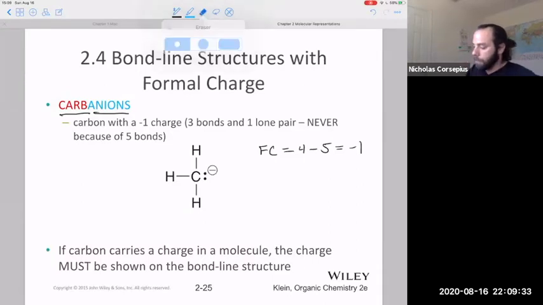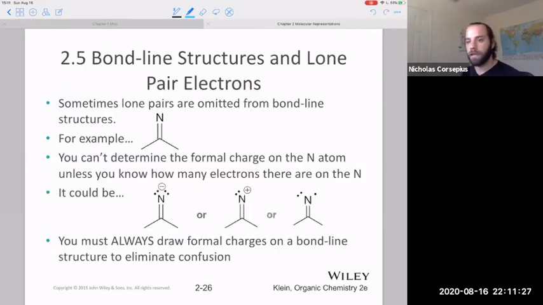Again, you'll hear me say this over and over and over again. Atoms don't like charges, right? So this is not a super stable thing. You're not going to be able to find this lying around in the cupboard, but it might be an intermediate in a reaction and still plays a really important role. Okay, so the importance of this slide is to illustrate why you have to draw in your formal charges.